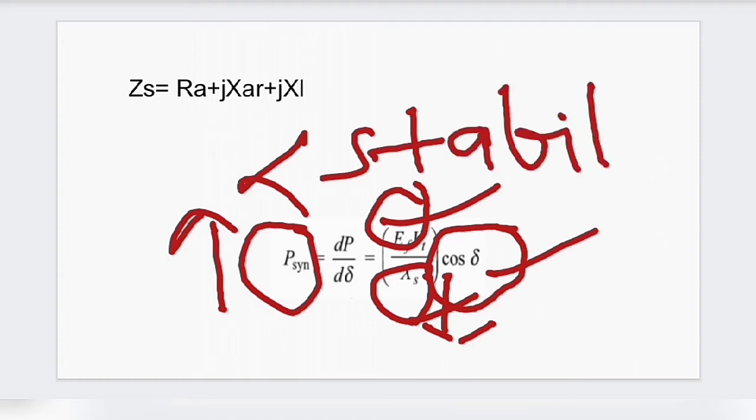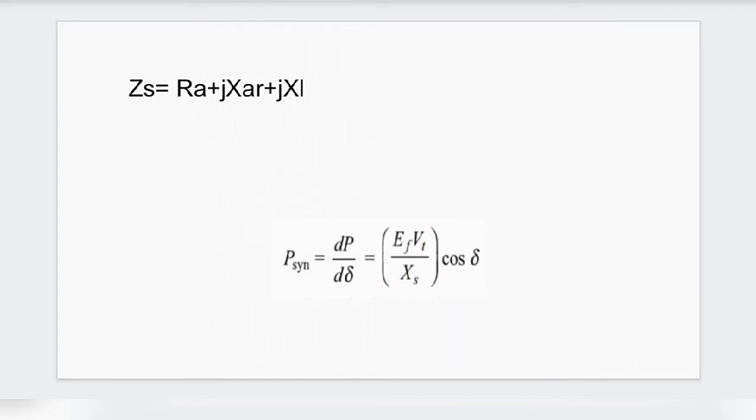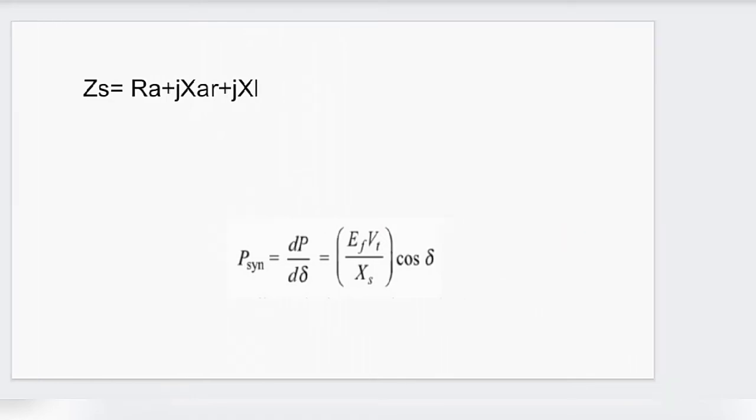Okay, so if the synchronous power coefficient increases, then stability also increases. So in our next slide we will plot a graph between power and load angle. We will see, because from this, okay, this one is the graph.